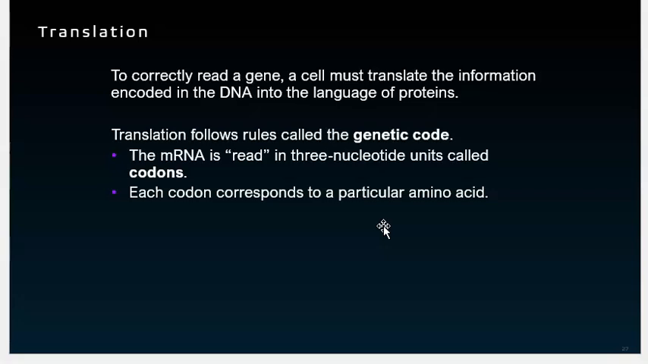To correctly read a gene, a cell must translate the information encoded in the DNA into the language of proteins. So that's where our RNA comes in handy. And translation follows rules called the genetic code. The mRNA is read in 3 nucleotide units called codons, and each codon corresponds to a particular amino acid.